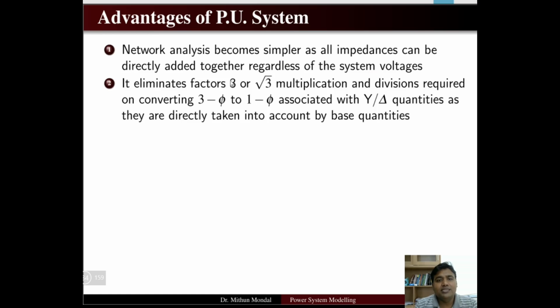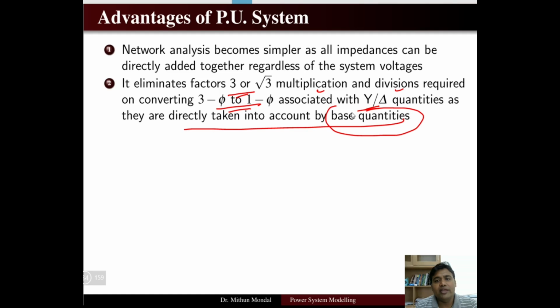The next advantage is that it will eliminate the factor 3 or root 3 which appears in the multiplication or division for converting the three phase to single phase, generally associated with star delta quantities, as they are directly taken in the base quantity. So once the base quantities are defined, you no longer need to use the factors 3 or root 3.